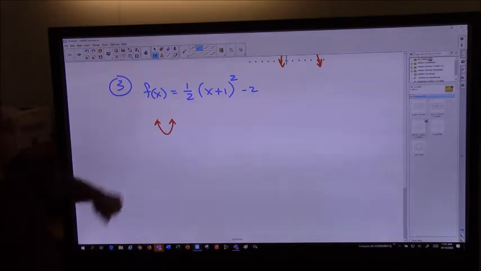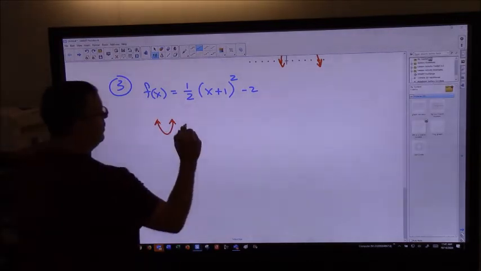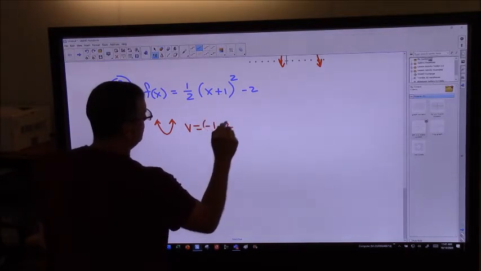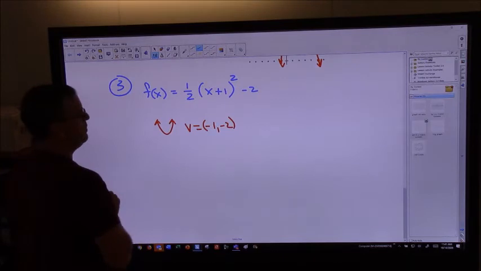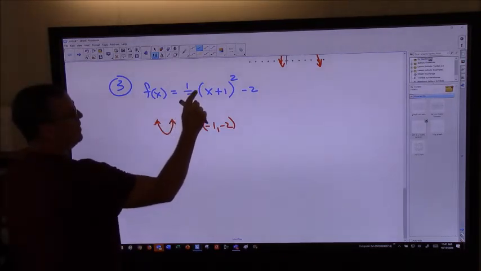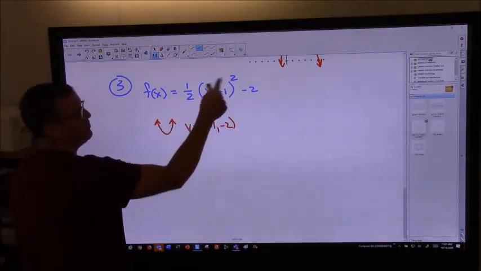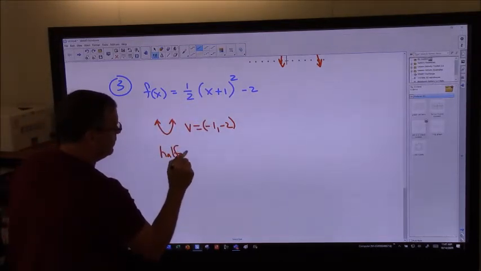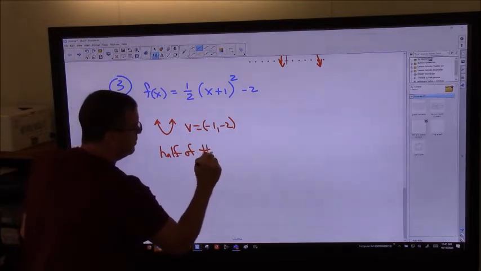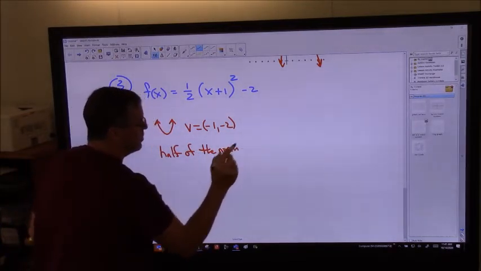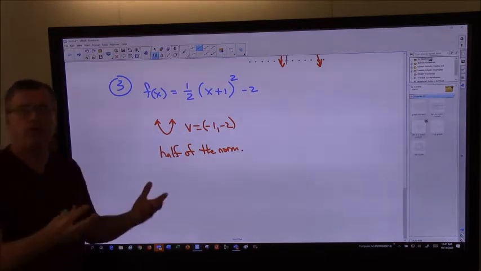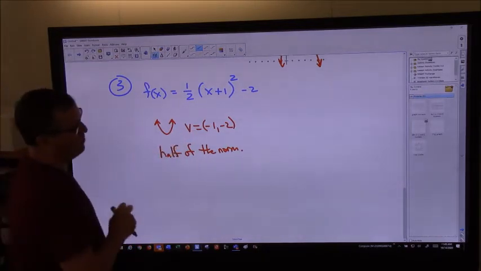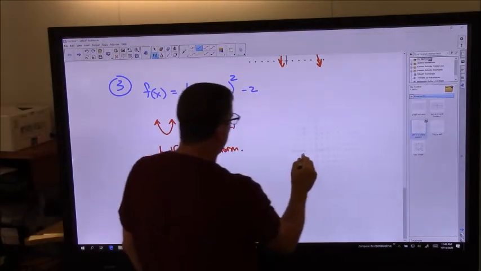It opens up because that's positive. My vertex is at -1, -2. And I've got 1/2 times 1 squared. 1 squared is 1 times 1/2. That means we're doing half of the norm. Okay, half of what's normal. All right, so we know it opens up, we know where the vertex is, we know we're doing half of what's normal.